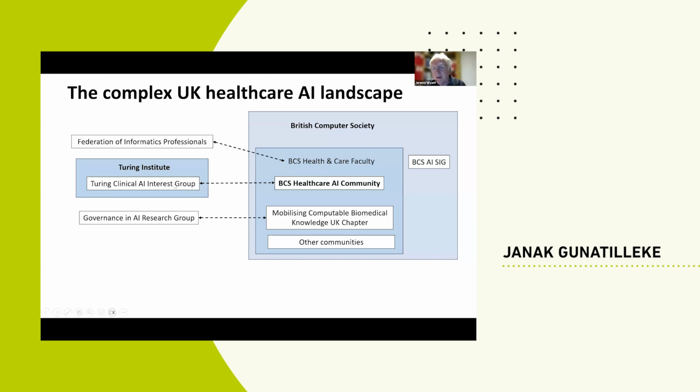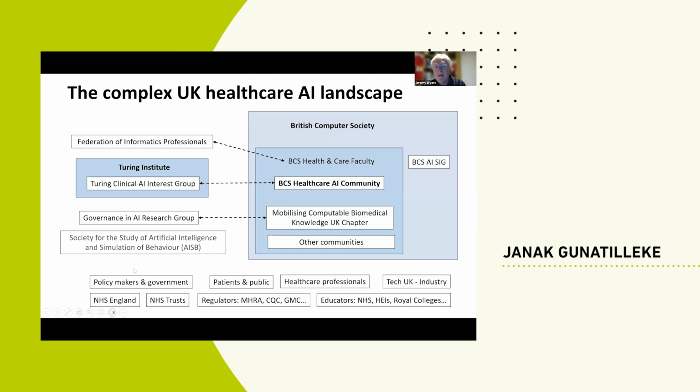links with that through Nick Fuggle, who's a member of our interim steering group. There's something called the Governance and AI Research Group, which I chair, and which we've already linked with the MCBK activities. It'd be nice to bring it together with the AI community. And there's at least one other organization focusing on AI in the UK outside of the BCS called the AISB, which again is very long established, been going for about 40 or 50 years, was based in the University of Sussex. And of course, there's lots of other organizations going beyond AI now. There's policymakers, patients, the public, healthcare professionals. There's Tech UK as an industry body, and the NHS, many organizations around the NHS. There's regulators of different kinds and educators as well.